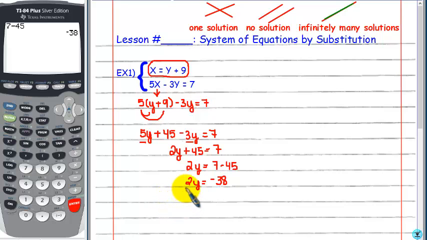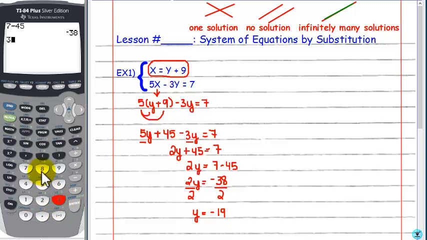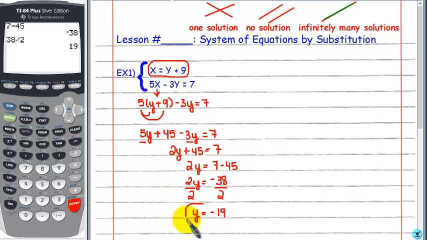Now let's go ahead and get the y alone by dividing both sides by 2. So this would be y equals negative 19, because a negative divided by a positive is negative, and 38 divided by 2 is 19. When I use the calculator to do division, I don't write the signs because I can do that in my head, and I just use the digits. 38 divided by 2 is 19, so negative 19. So now I found that y equals negative 19.